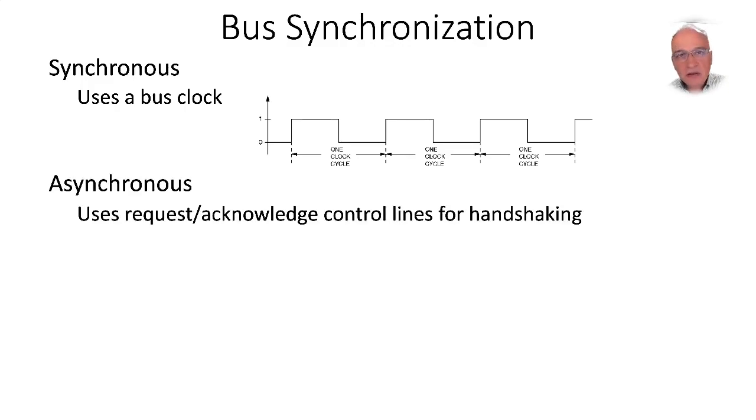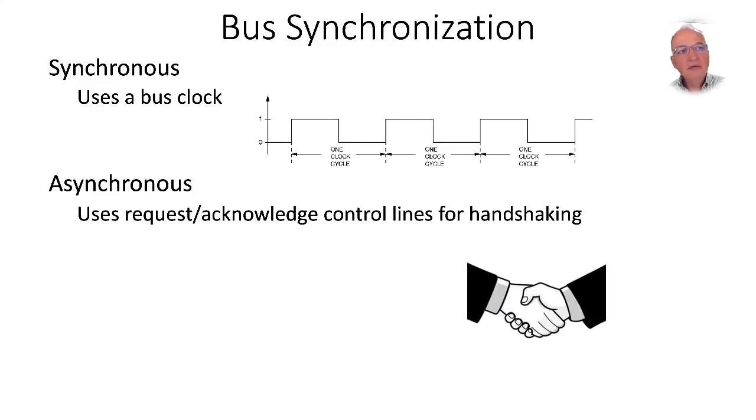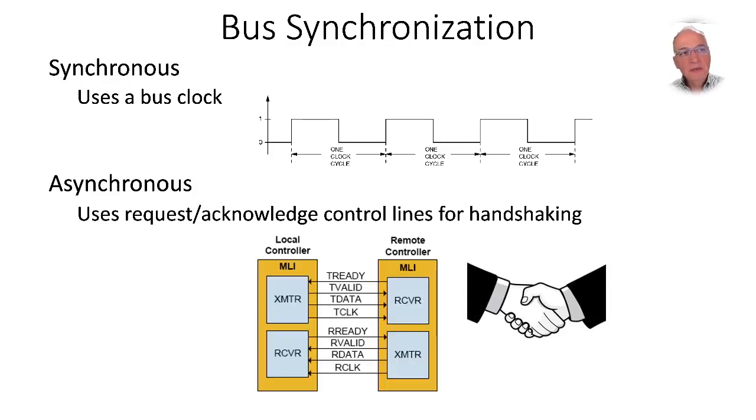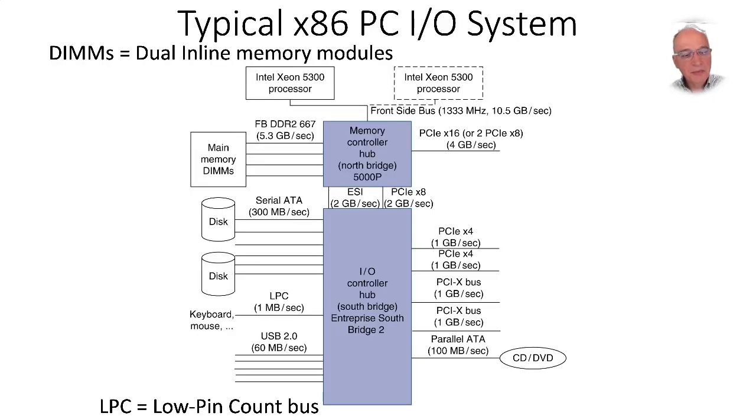If I have an asynchronous communication with a bus, then I have a handshake, that is, request and acknowledge control lines for handshaking. Typically, such buses will have signals that say: I am ready, the data is valid, here's the data, here is the clock signal, etc. So I can have several different signals going back and forth between devices to complete the operations when I have an asynchronous communication with a bus.